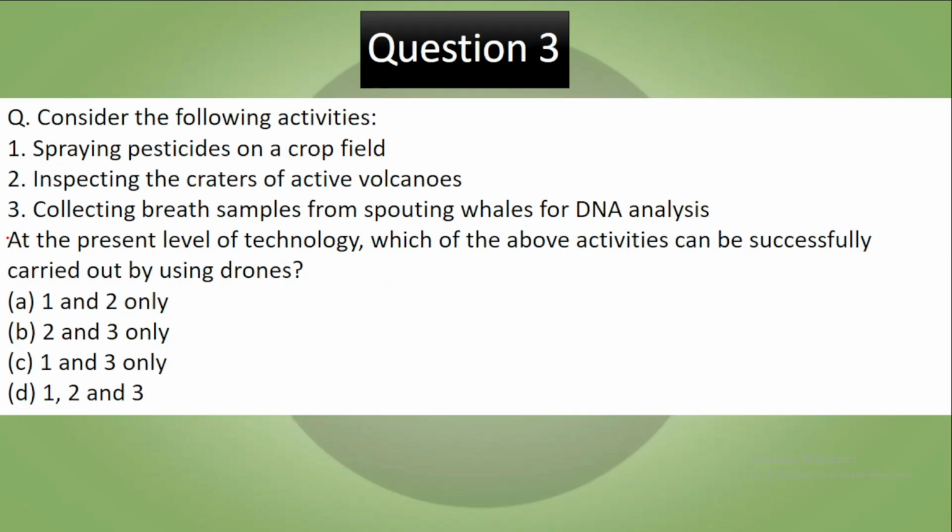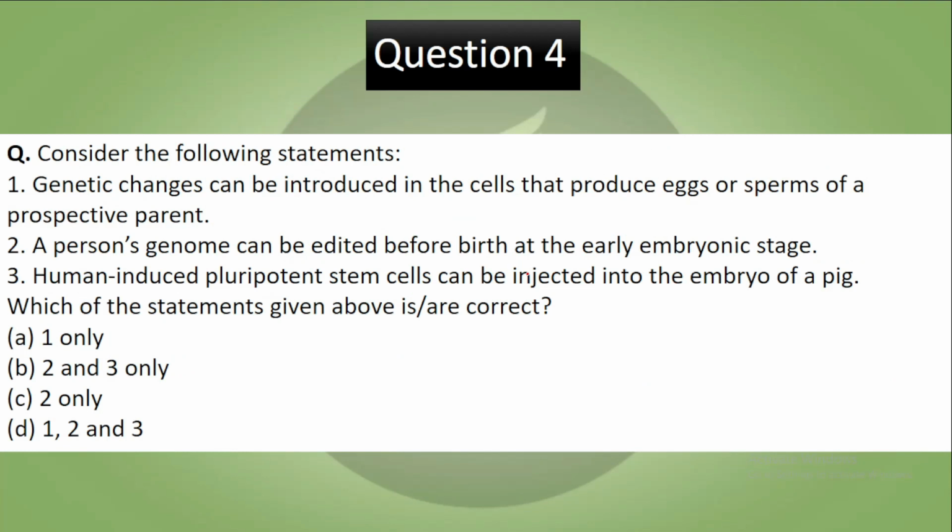Question 3. Consider the following activities: spraying pesticides on a crop field, inspecting craters of an active volcano, collecting breathing samples of spouting whales for DNA analysis. At present level of technology, which of the above can be done with the use of drone? Pause the video, try to answer. Now let's see the answer. So drone technology इतनी high है कि हम ये सारी चीजें कर सकते हैं. So your correct answer is D. If you want, you can read more from here.